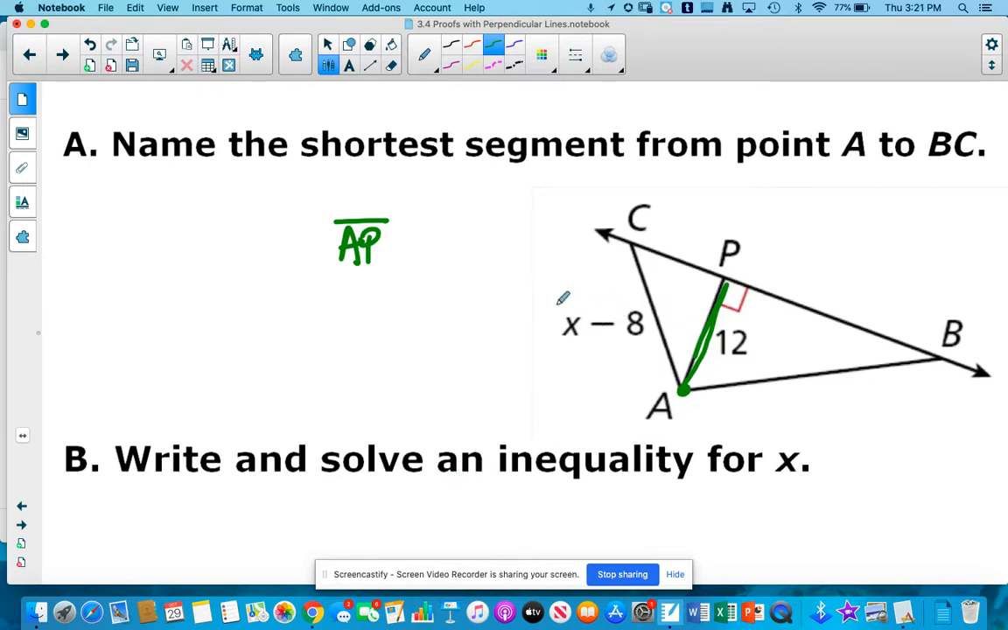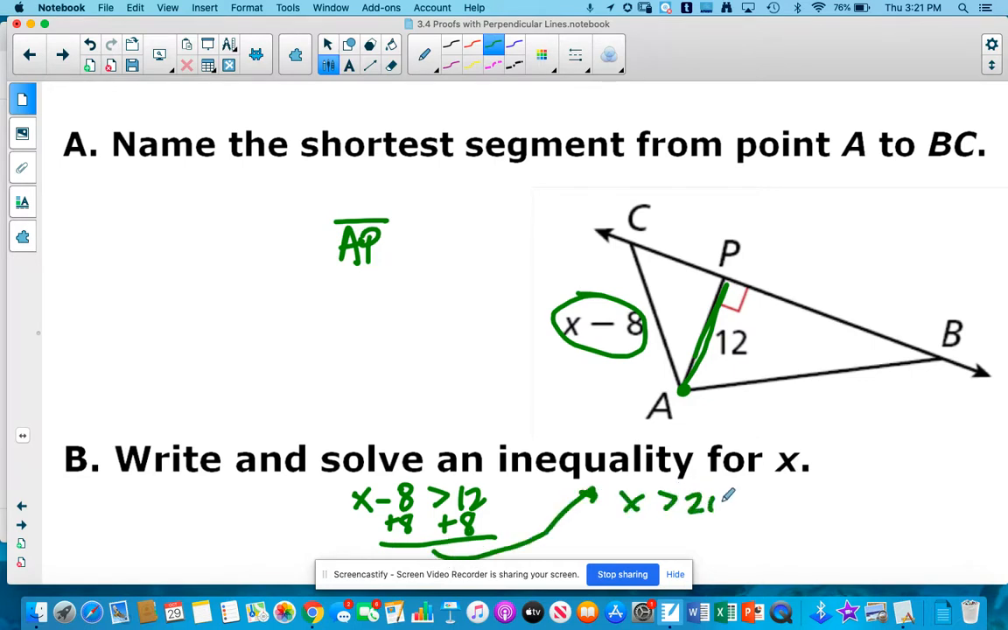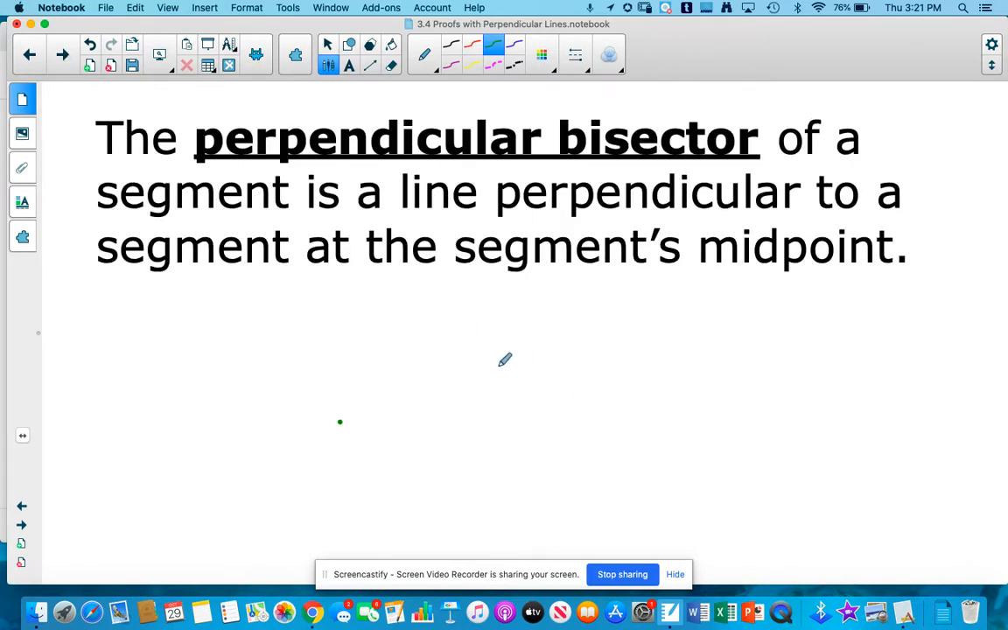If I'm trying to write and solve an inequality for x, I know here x minus 8. I know side CA is greater than side PA. So I could say x minus 8 is greater than 12. And then when you solve it, don't I add 8 on both sides? If I add 8 on both sides, I end up with, I'm going to write it over here, x is greater than 20.